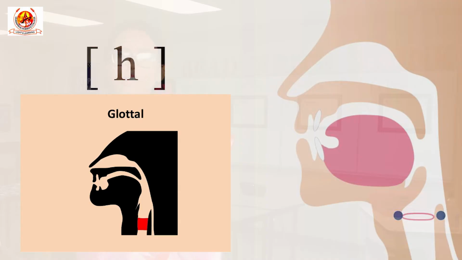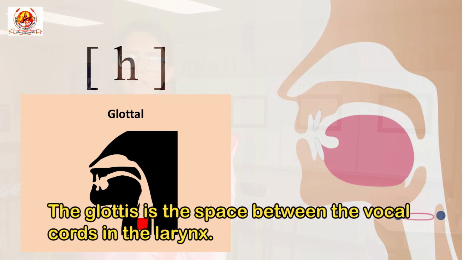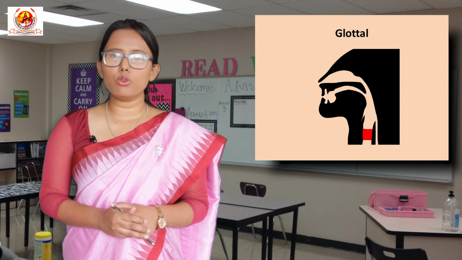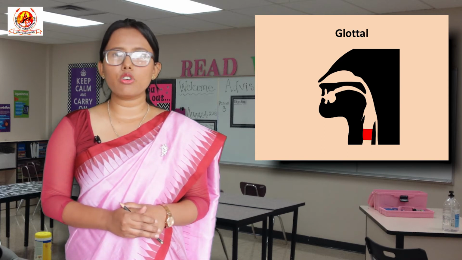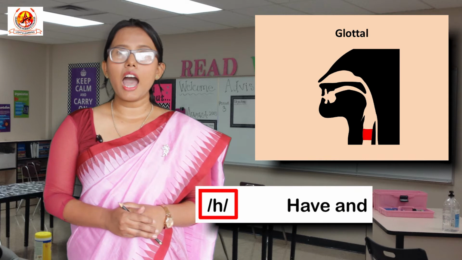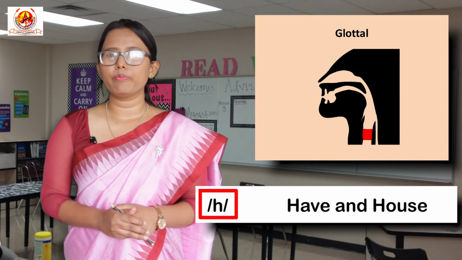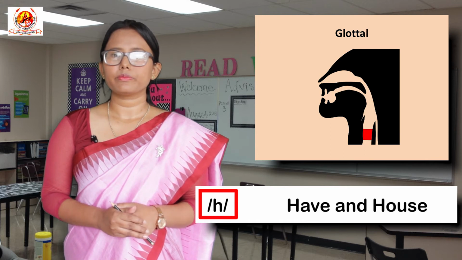Now the final group is the glottal. The glottis is the space between the vocal cords in the larynx. There is one sound that is produced without the active use of the tongue and other parts of the mouth. This is the h sound which occurs at the beginning of words like have and house.